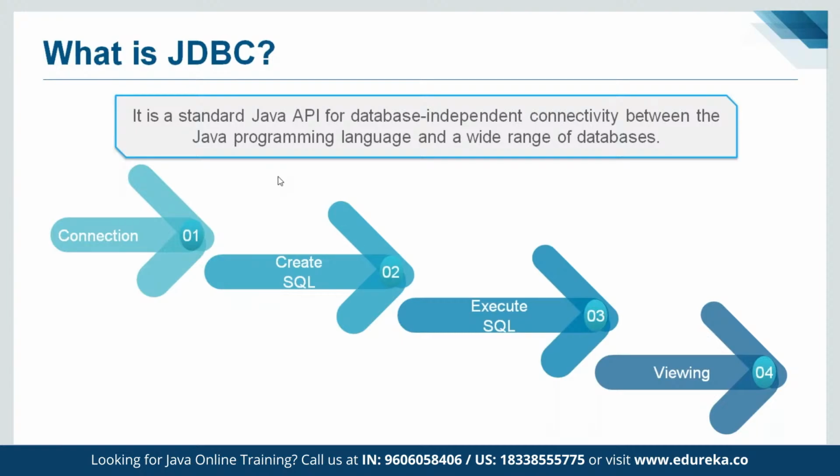For that purpose, we use a language called SQL. Every database can understand only one language, that's called SQL. From Java, we can tell the database to create a table, insert a record, update the record, delete the record, anything. For that purpose, the Java program has to pass the SQL queries to the connected database.